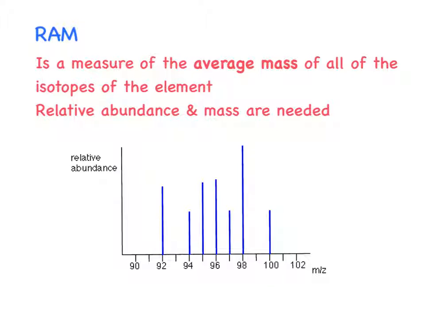If we had a scale on the left-hand side, the vertical scale, we would be able to work out the average of these masses. We would have to add the heights of the peaks at 92, 94, 95, 96, 97, 98 and 100 to actually get the total number of these.